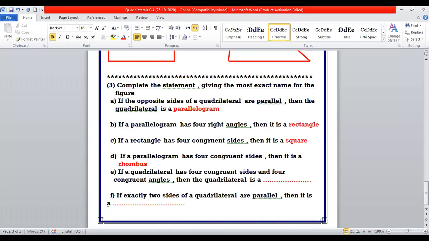E. If a quadrilateral has four congruent sides, four equal sides, and four congruent angles, what is the name of this figure? The four sides are equal, the four angles are equal. What is the name of this quadrilateral? Square, yes. In the square, we have four equal sides and four right angles. For that, all its angles are also equal.